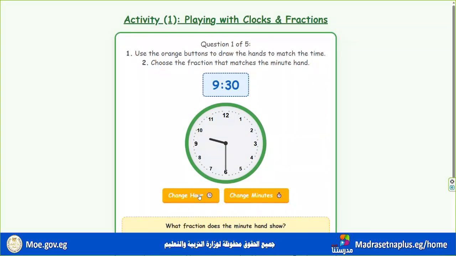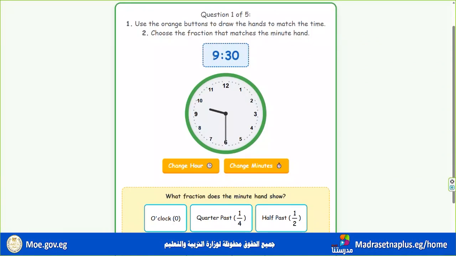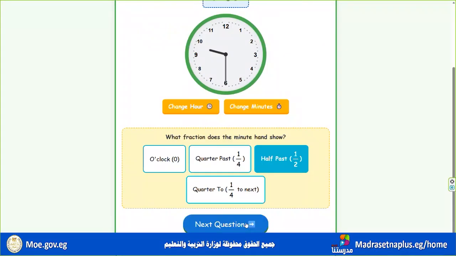For half past 9, you should know the short hand, or the hour hand, will be between 9 and 10, while the long hand, or minute hand, points to 6. So this is 9:30. The hour hand is between 9 and 10. The long hand points directly to number 6. So it's half past. 9:30 means half past 9. Let's check it. Yes, it's right. So the clock and the fraction are both correct.